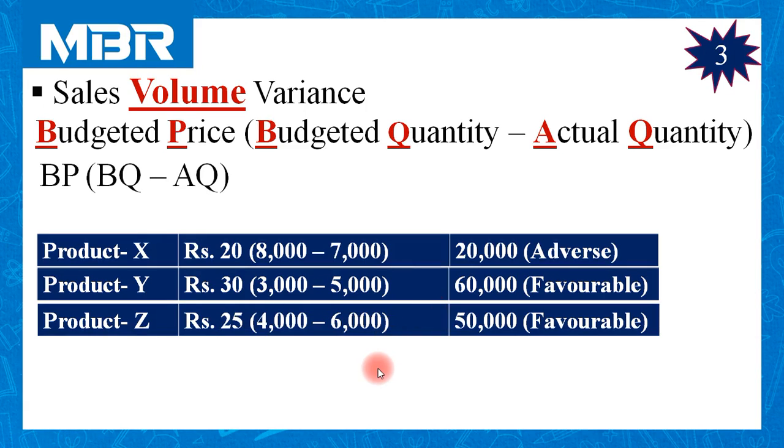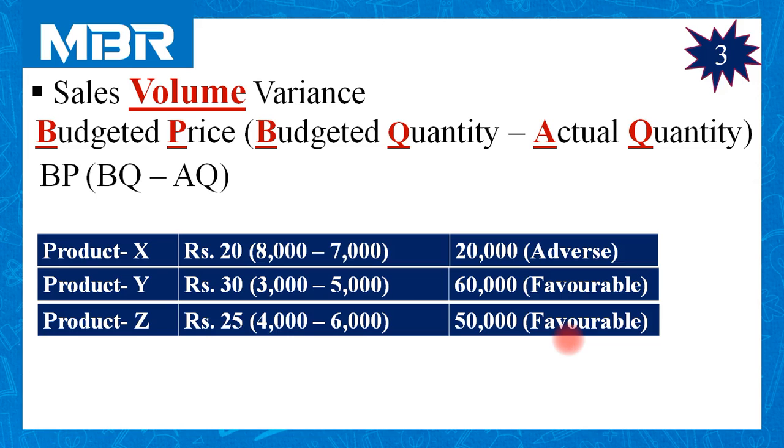Product Z, budgeted price 25, budgeted quantity as given in the question 4,000 units, while actual quantity given by the examiner is 6,000 units. 4,000 minus 6,000, it's a 2,000 multiplied by 25. So total amount rupees 50,000, and actual sales quantity is increased, so it is referred to as favorable variance.